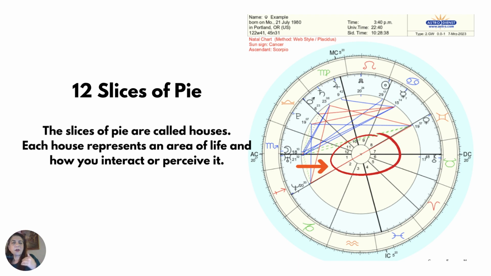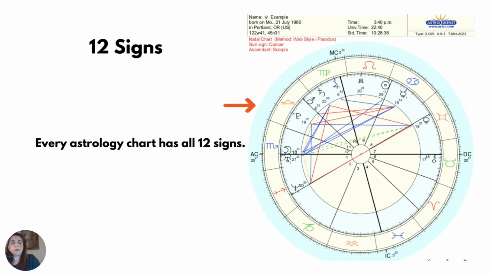The slices of pie are called houses. Each house represents an area of life and how you interact with it or how you perceive it. And you find the numbers in the center of the chart. See, this is why I like the astro.com charts. Every astrology chart has all 12 signs, regardless of whether they're ruling a house cusp or not. You have all 12 signs in your chart. Now, if you have an interception, like in this chart, you still have that sign in your chart. It's still active. There's a video here on YouTube you can watch all about interceptions to learn more. I walk you through that step by step.